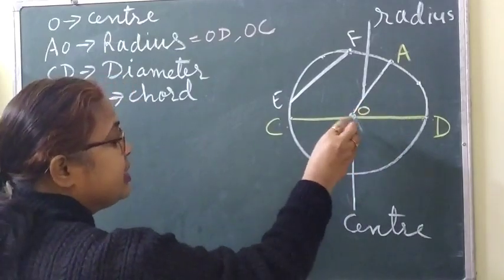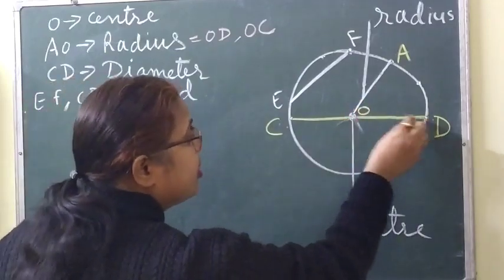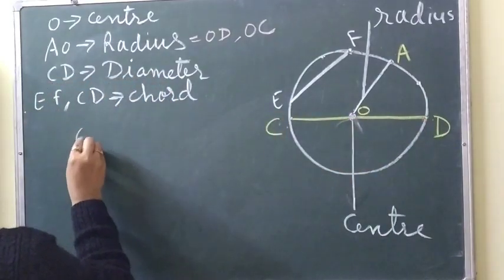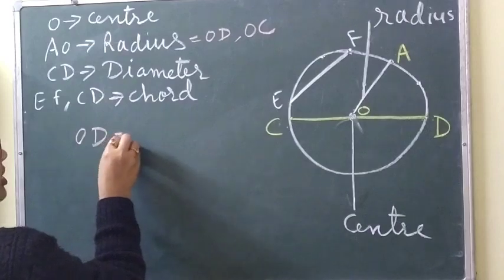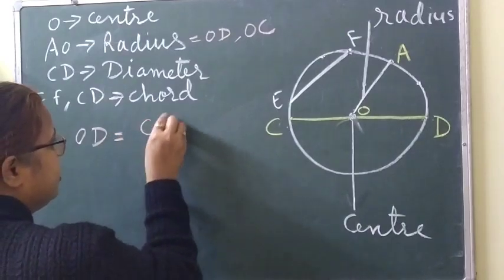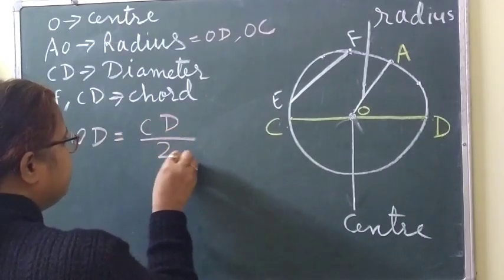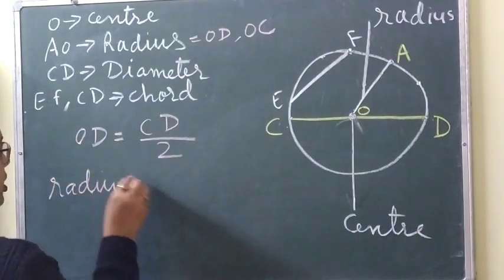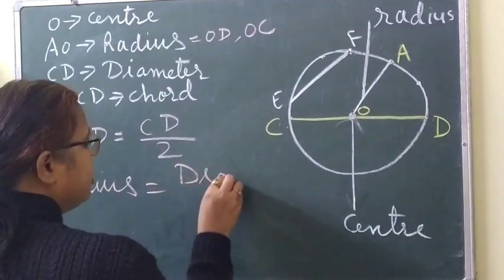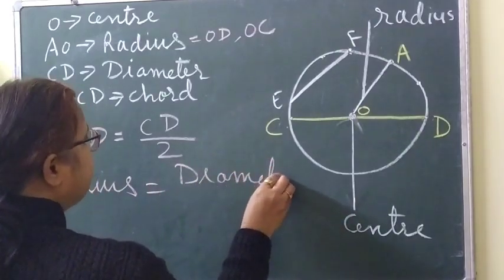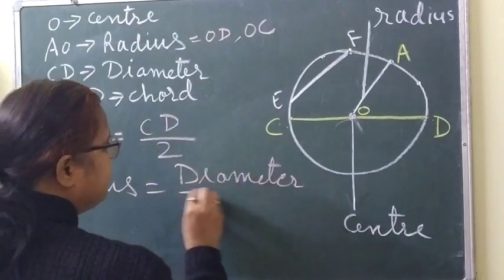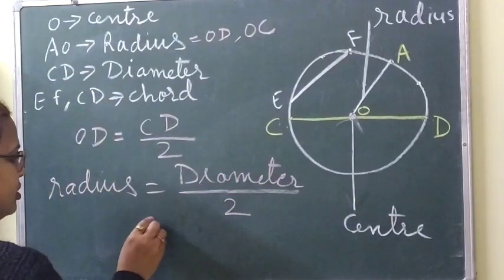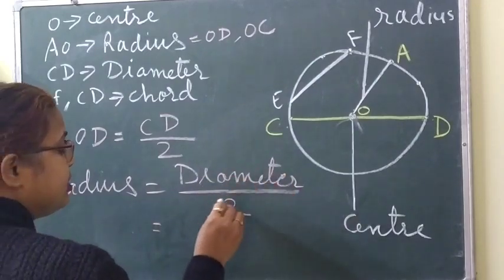So we can say that radius is half of the diameter. OD is the radius, and the radius is half of the diameter, that is CD by 2. So this is the formula: radius is equal to diameter divided by 2.